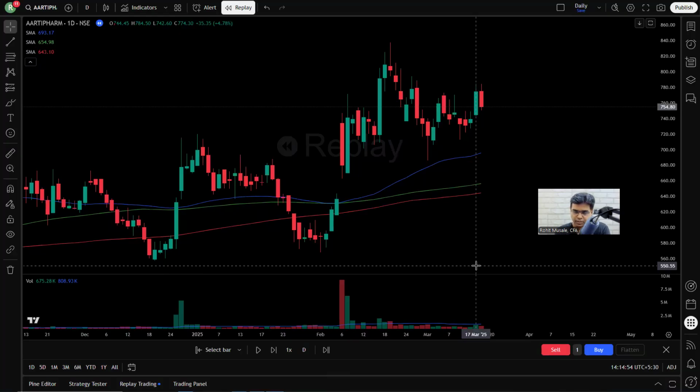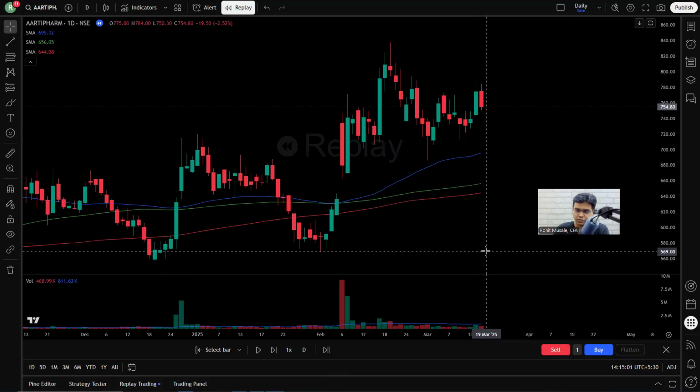I lost money on this stock. I had taken this trade on 19th of March, so this chart is more than 3 months old. As per the SEBI regulations, we are allowed to discuss this chart. As you can see, it's a very risky base.